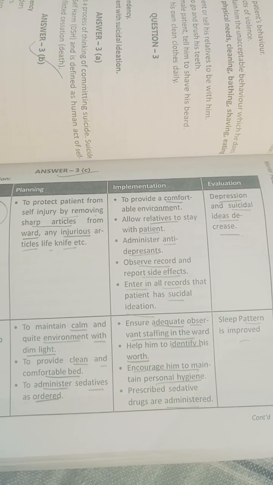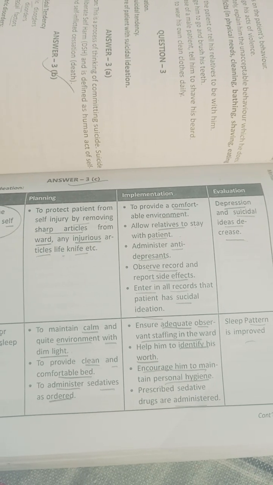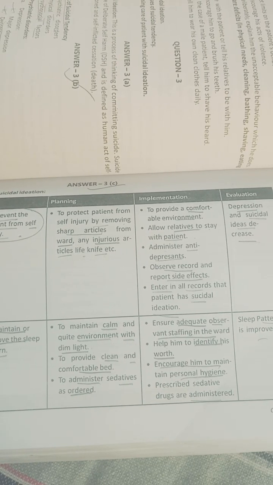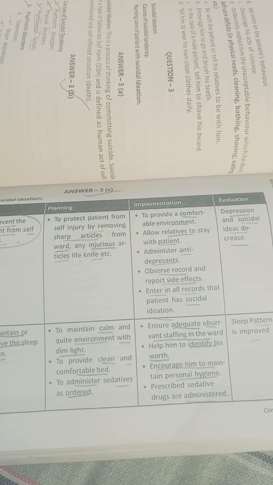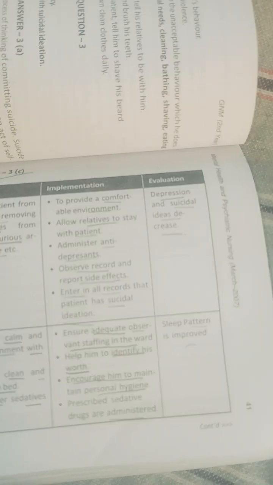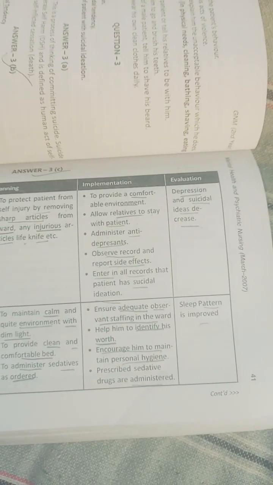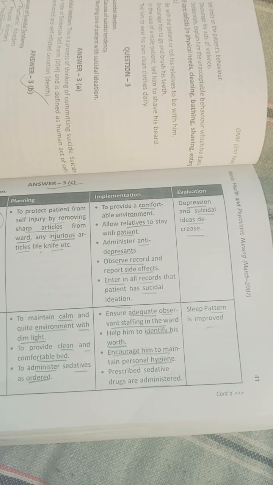Now, how to implement? Ensure adequate observant staffing in the ward. Help him to identify his needs. Encourage him to maintain personal hygiene. Prescribed sedative drugs are administered. So, the sleep pattern is improved. With these steps, the patient's sleep pattern has been improved or has been improving.